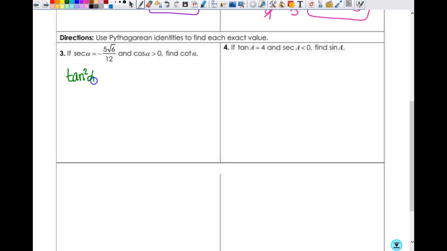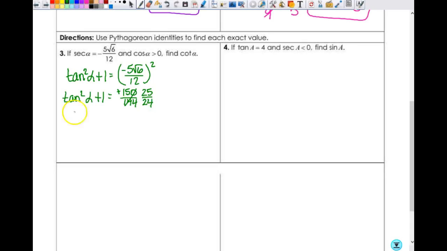So tangent squared alpha plus 1 equals secant, which is negative 5 square root of 6 over 12, squared. All right, so tangent squared alpha plus 1 equals, so that negative 5 square root of 6 squared, when I square the square root of 6, that's 6, square 5, that's 25, so it's going to give me 150 over 144. It's not negative, it's positive because I squared it. Then I'm going to reduce that fraction, and it gives me 25 over 24.